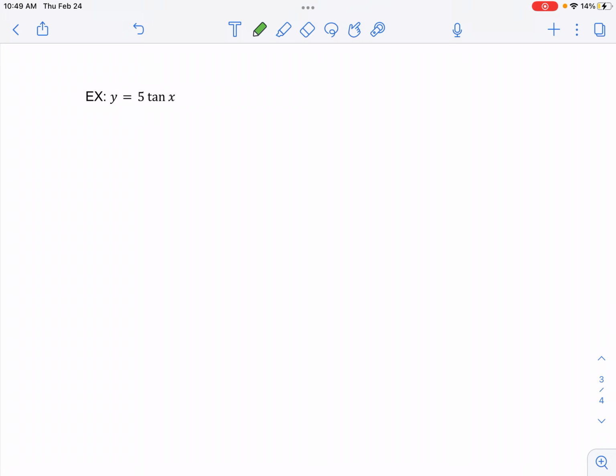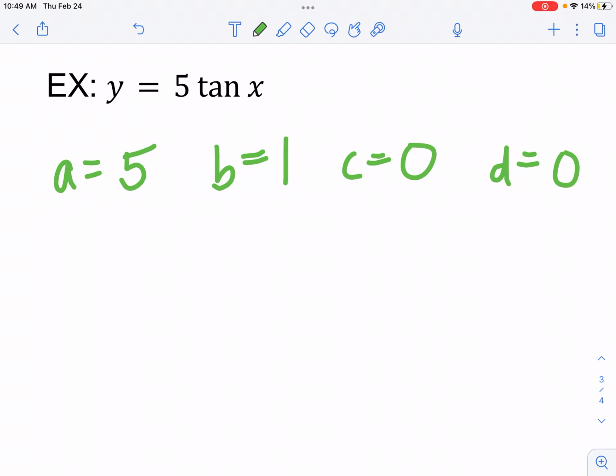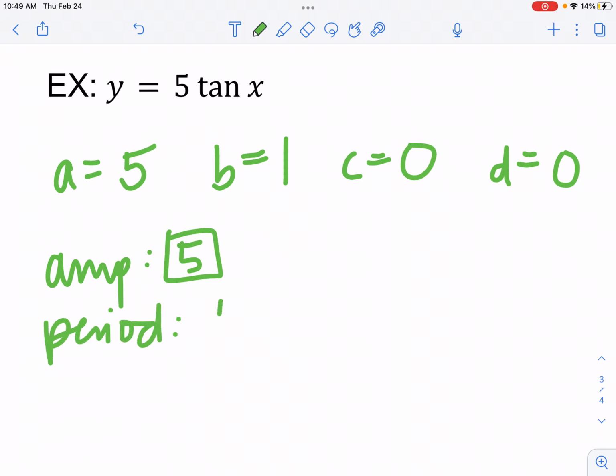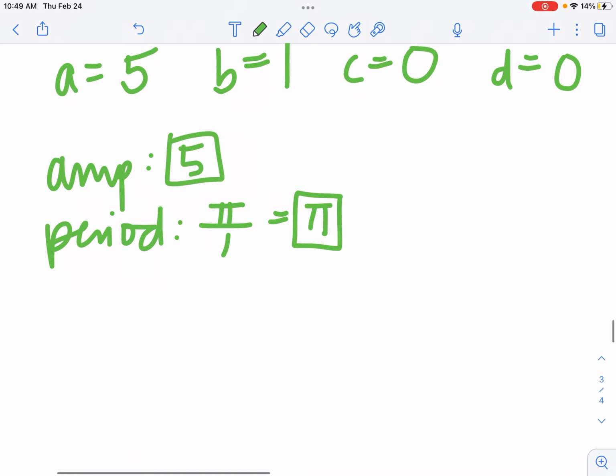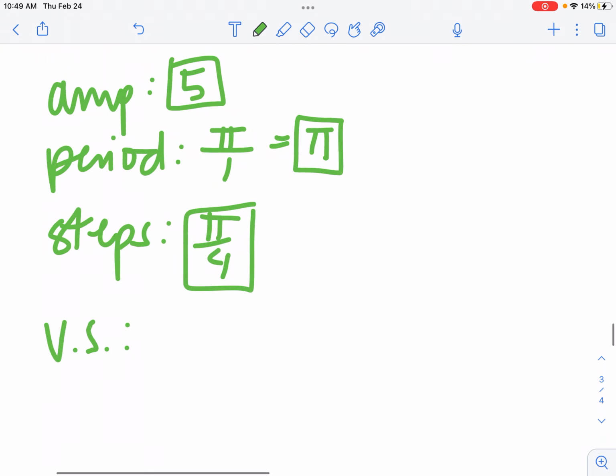We got another amplitude change. See if you can pause the video and try this on your own. I'm going to go ahead and find my A, B, C, and D. A is 5, B is 1, C is 0, D is 0. My amplitude is 5. Period is pi divided by 1, which is pi. Another pretty standard period. Steps are going to be pi divided by 4. And my vertical shift is still 0.